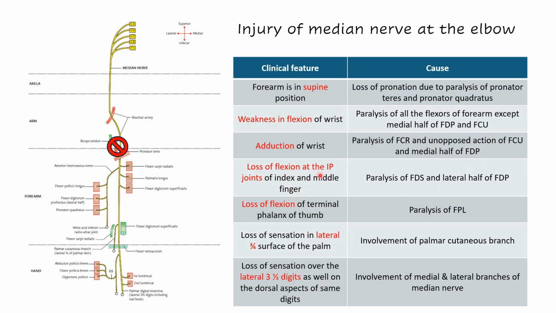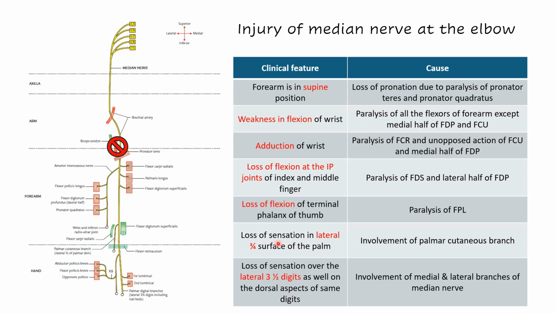Then there is loss of flexion at the interphalangeal joints of index and middle finger because of the paralysis of flexor digitorum superficialis as well as the lateral half of flexor digitorum profundus. There is loss of flexion of the terminal phalanx of the thumb, and this is because of the paralysis of flexor pollicis longus tendon, which is supplied by the anterior interosseous nerve, which is the branch of median nerve.